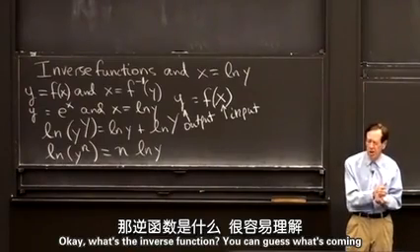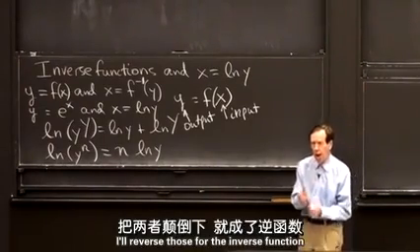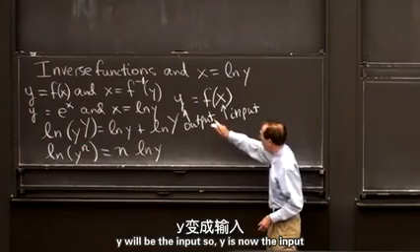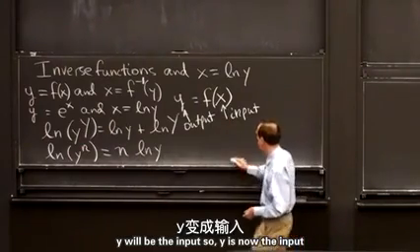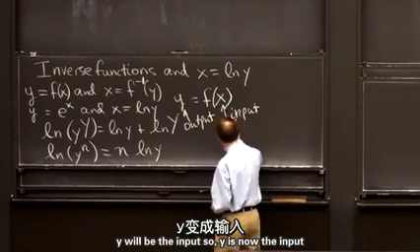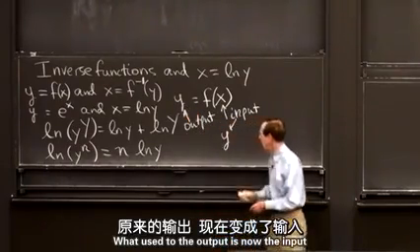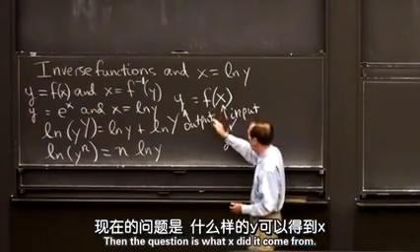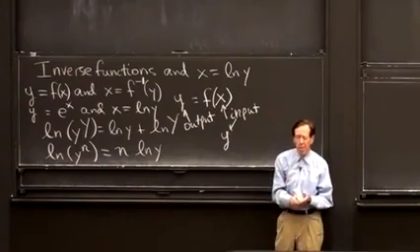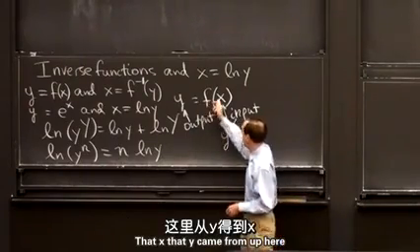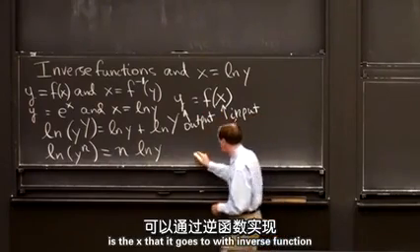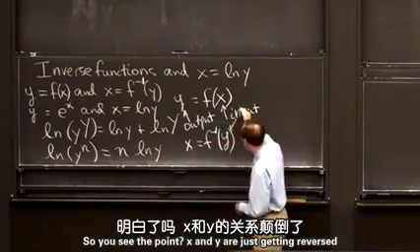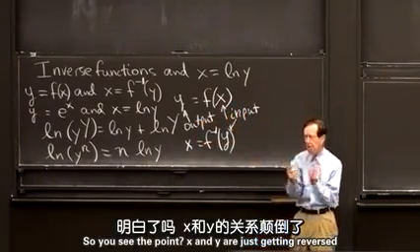Okay, what's the inverse function? You can guess what's coming. I'll reverse those. For the inverse function, y will be the input, so y is now the input. What used to be the output is now the input, just turning them around. Then the question is, what x did it come from? That x that y came from up here is the x that it goes to with the inverse function. So you see the point? X and y are just getting reversed.